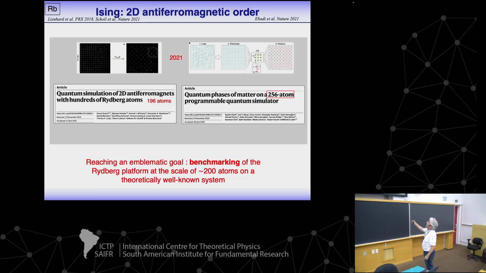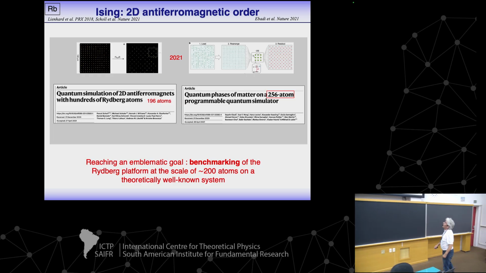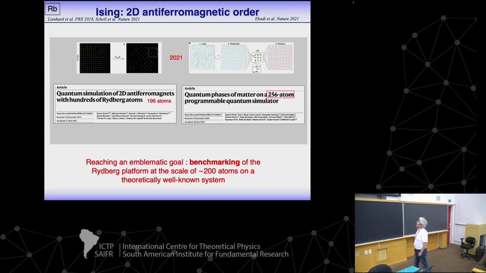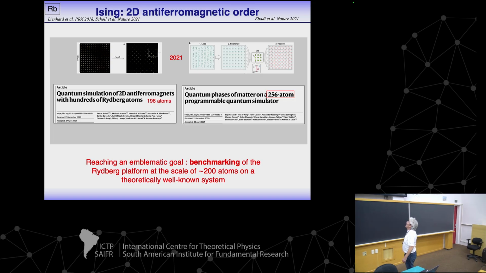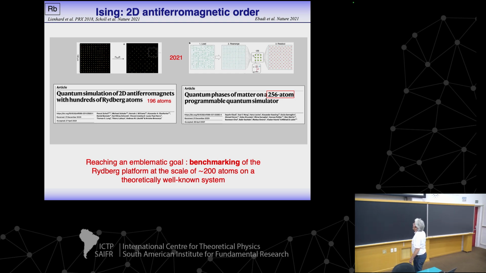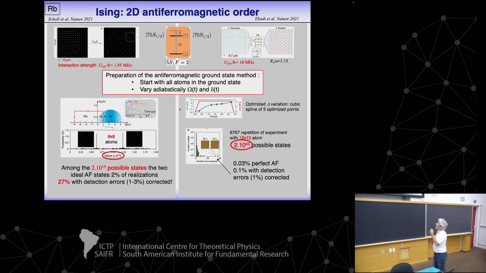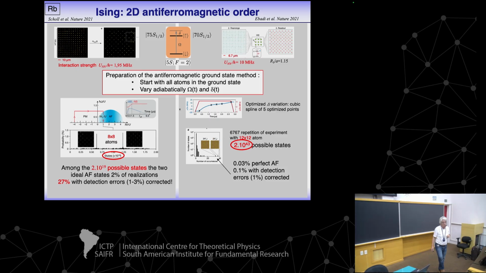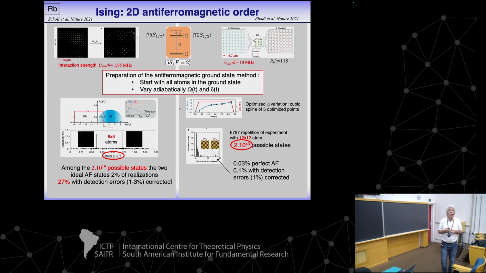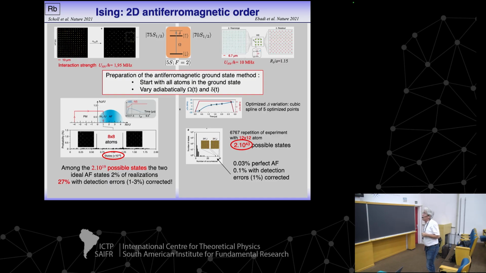And indeed, the two experiments by Bernien and Lukin were demonstrating this kind of effect in a very similar way in parallel. On one side, 196 atoms. On the other side, 256 atoms, which does not make a very big difference with respect to the physics. So let's say a little bit more about the states which can be prepared to get an idea of the degree of control they have in the experiment.